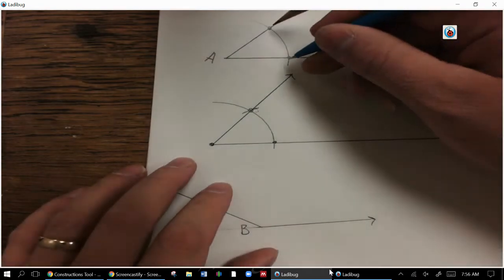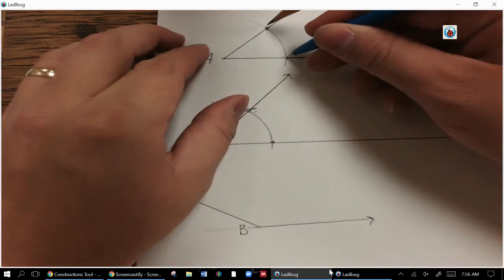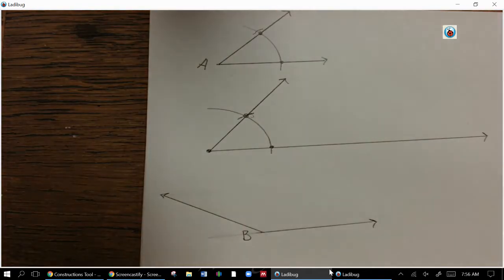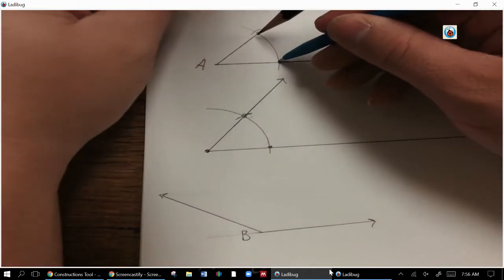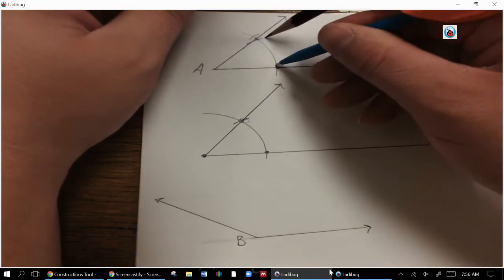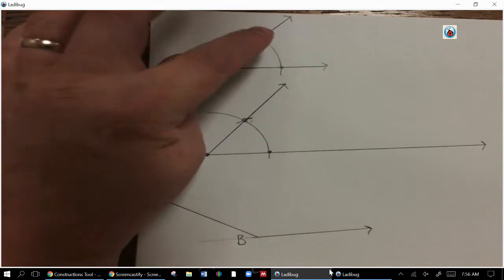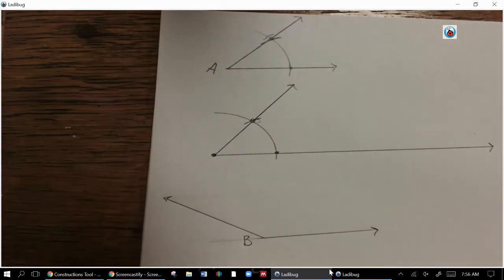One thing that I like to see a lot, or I ask to see sometimes, is that you actually did. Sorry, there we go. You know, if I see that little mark going through the intersection point there, that helps me know that you actually measured the angle first, but that's optional. I need to see it here for sure.